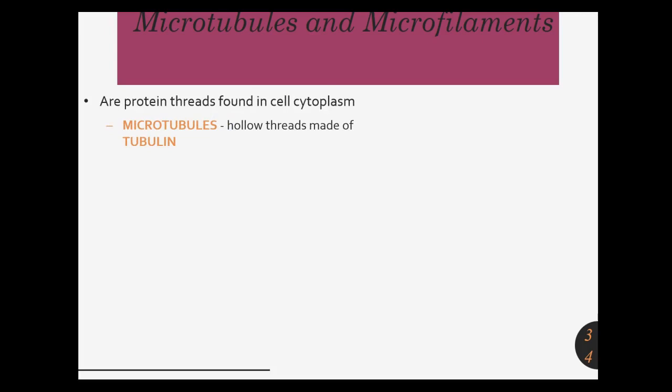All right, so let's move on to the microtubules versus microfilaments, and then I also will probably mention intermediate filaments. These are all the filaments that you'd find inside of a eukaryotic cell. All right, so it says these are protein threads found inside of the cytoplasm. Microtubules are hollow threads made of tubulin.